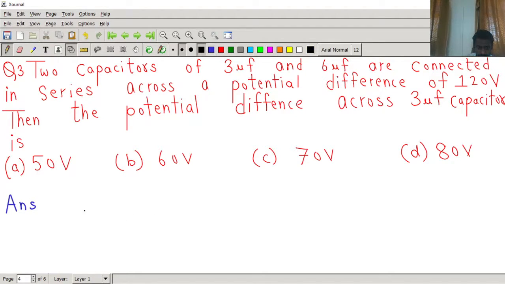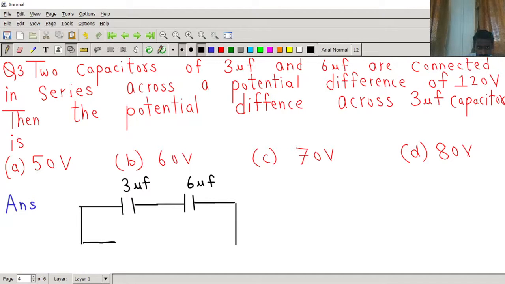So let me draw this circuit. The first capacitor is 3 microfarad, which I am drawing over here, and there is one more capacitor given in the question, which is 6 microfarad. Both these capacitors are connected in series across a potential difference of 120 volt. It means we apply a potential difference of 120 volt across both these capacitors.